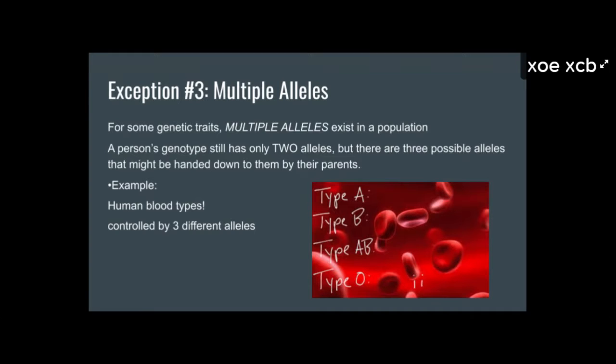So, example, human blood types. It's controlled by 3 types. You can have 4 types of blood, but it's controlled by 3 types of allele. It's controlled by an A, B, or O.